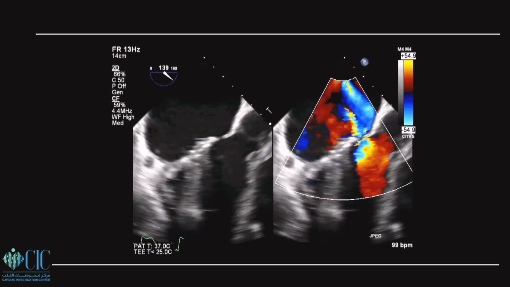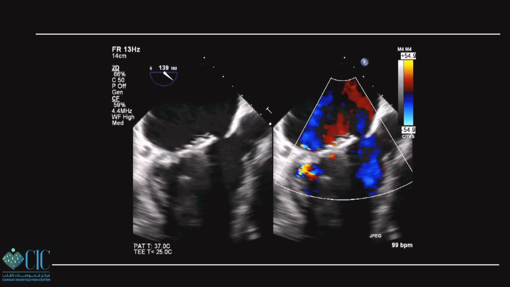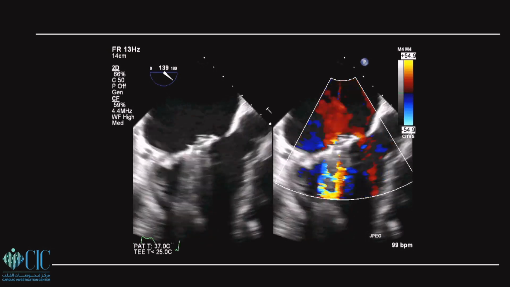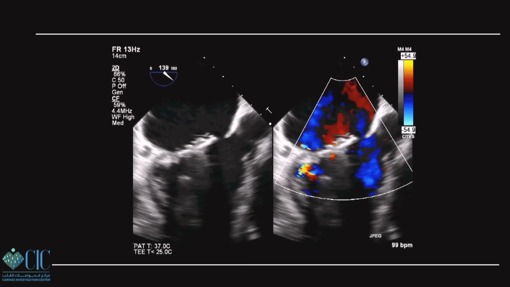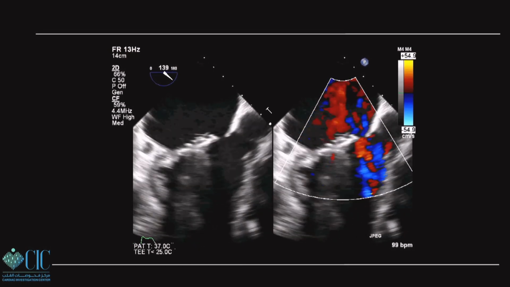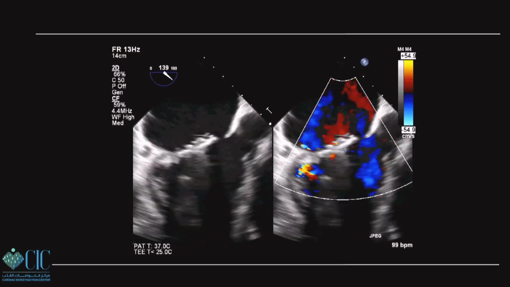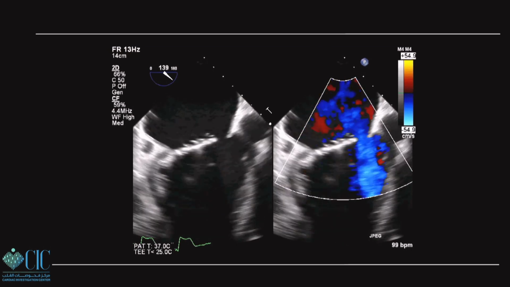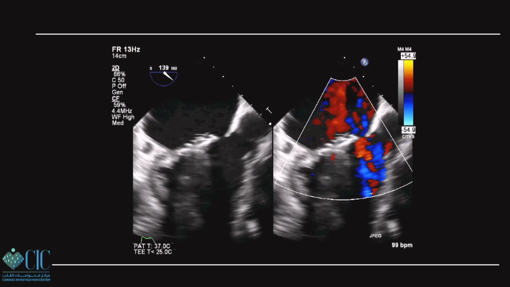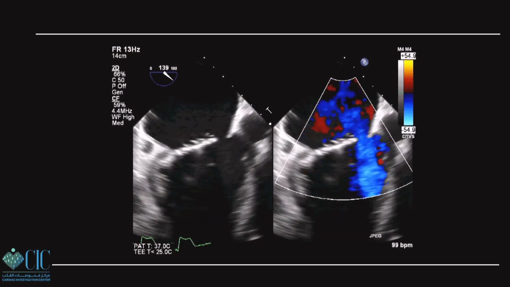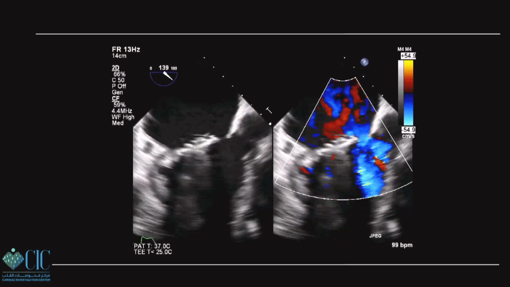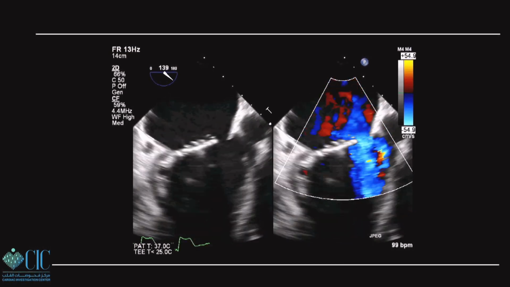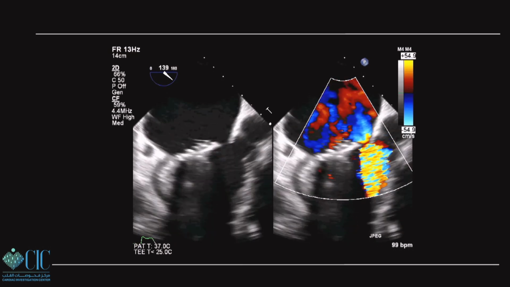So what to do? This is a proposed protocol that I published 2 years ago. You have to start first with the 2D. Don't jump immediately to the 3D, and we will see why. 2D first, and then turn the color on. Why? To make sure this is not an artifact. Because if it is an artifact, color will not pass through. So 2D first, and then 2D with color on. Now I can see the color is passing through. This is a real defect, not an artifact.